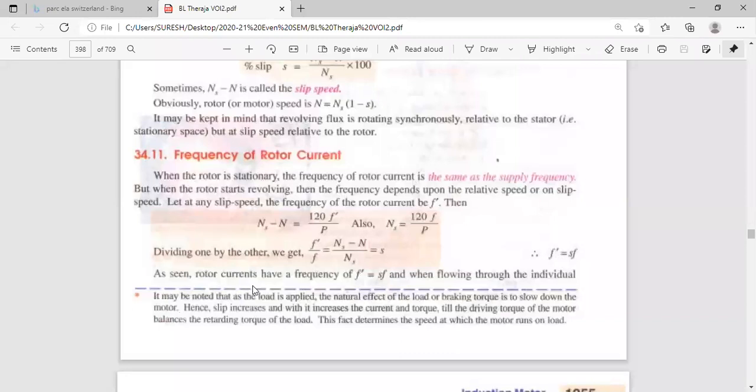What is this f dash? Rotor currents have a frequency of f dash when the rotor is running. When the rotor is not running, f is the frequency of the supply. F dash is equal to s into f, where s is slip and f is the frequency of the supply. Note down this formula; it is also used in problems.